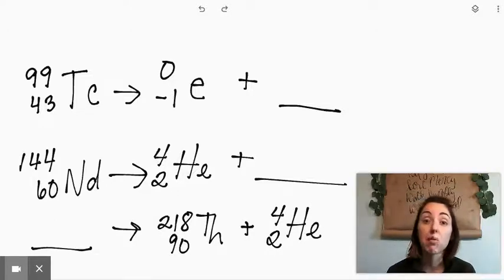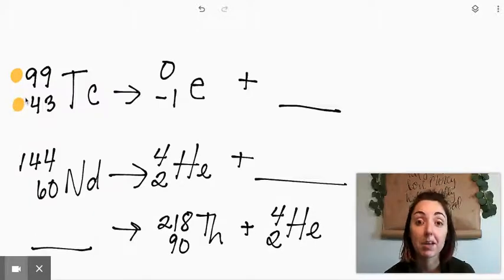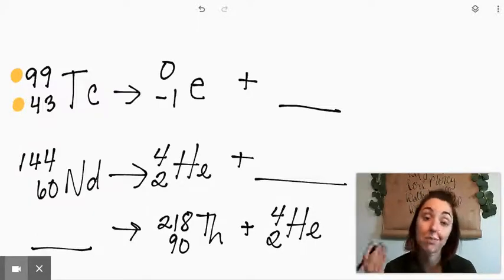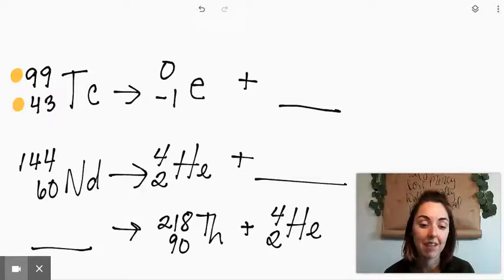So let's do a quick reminder of our symbols. Remember, the top number is the mass number. The bottom number is the atomic number. The mass number is protons plus neutrons, and the atomic number is just protons. And then of course we've got the symbol.